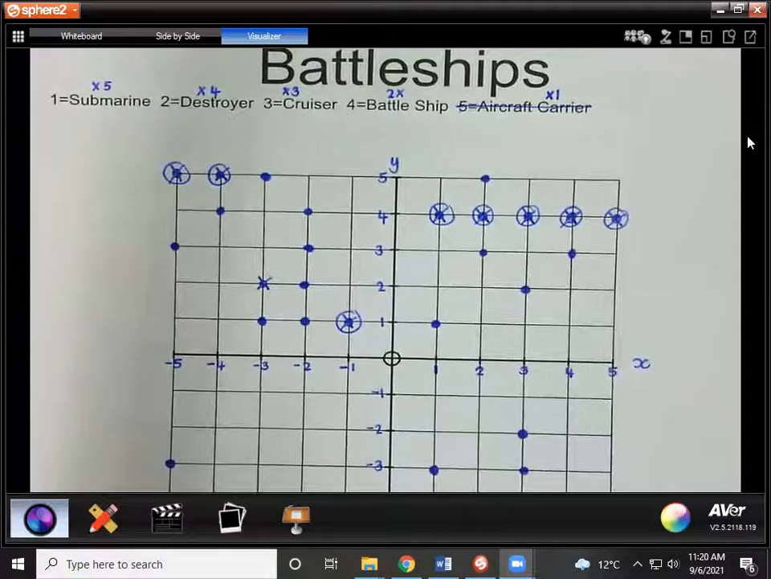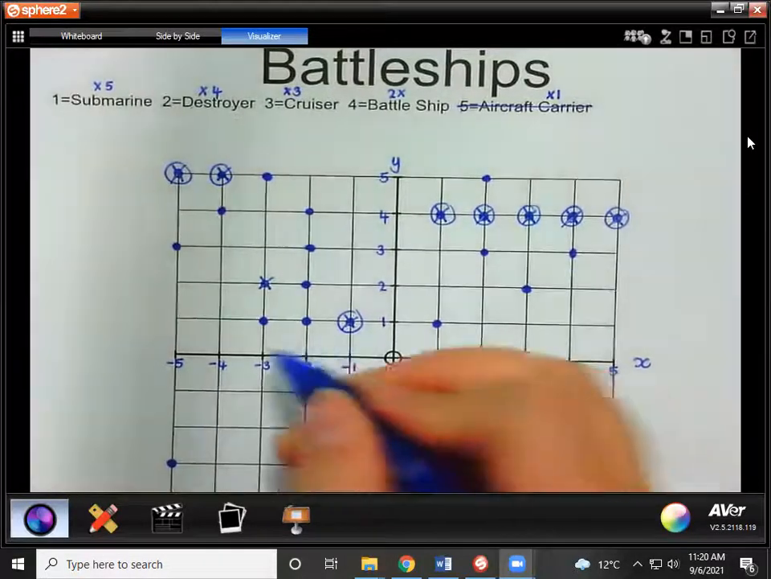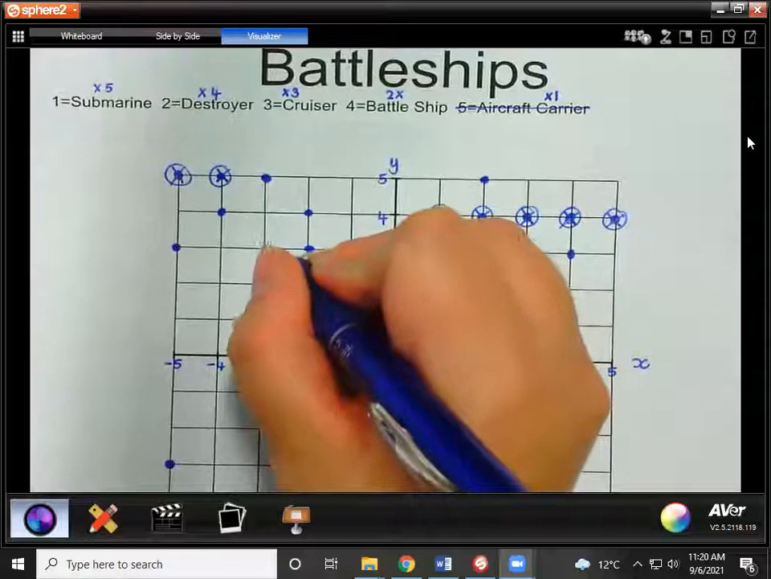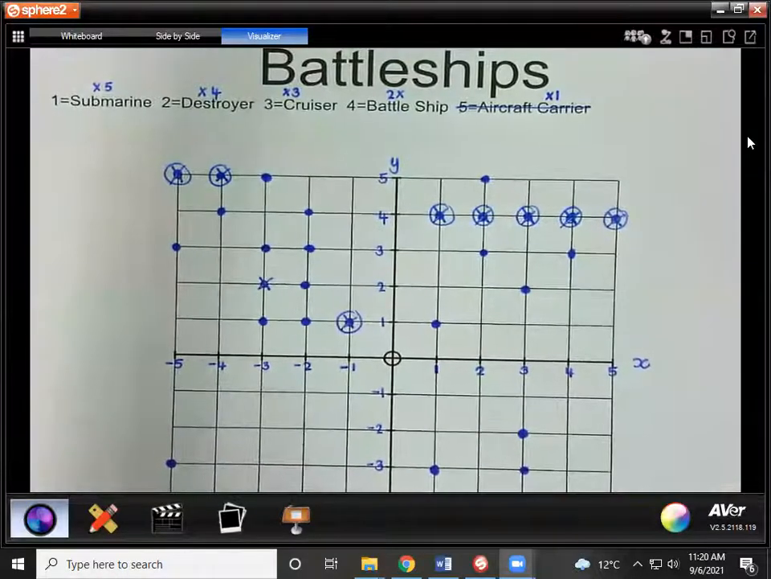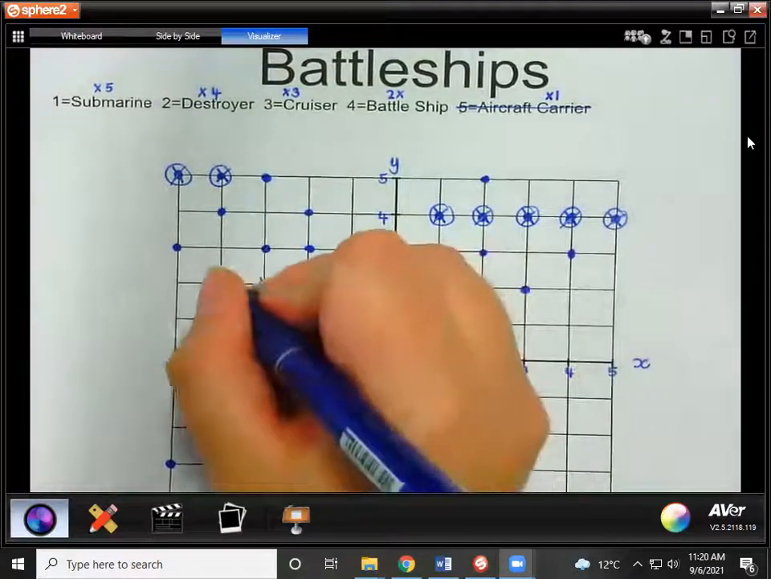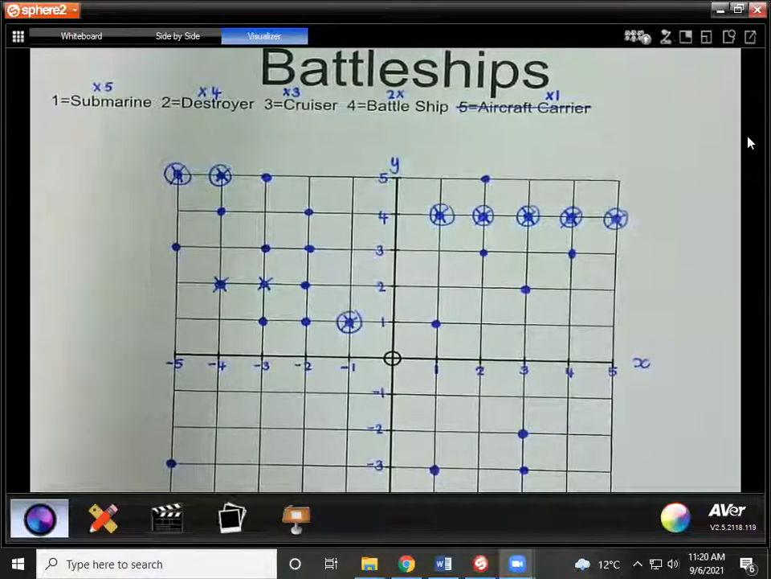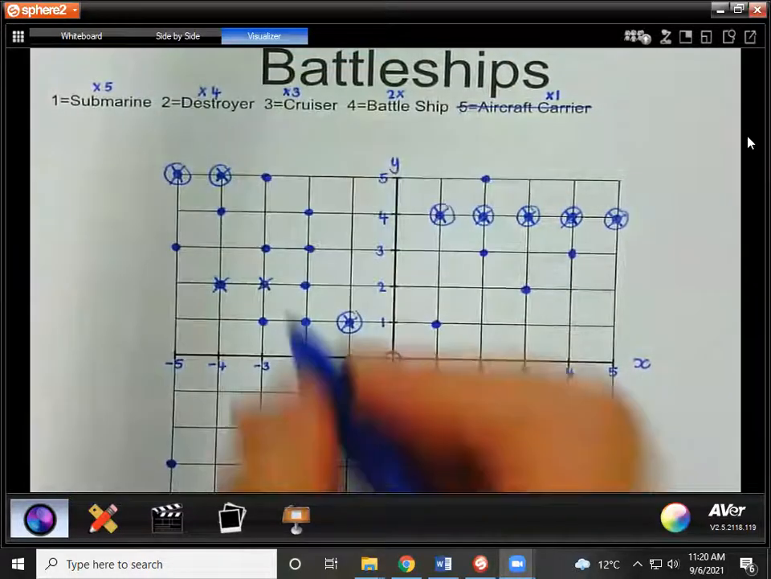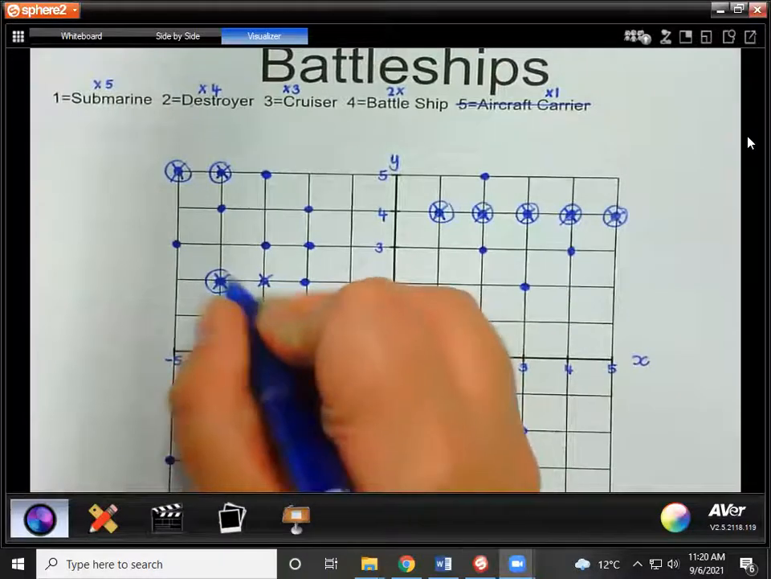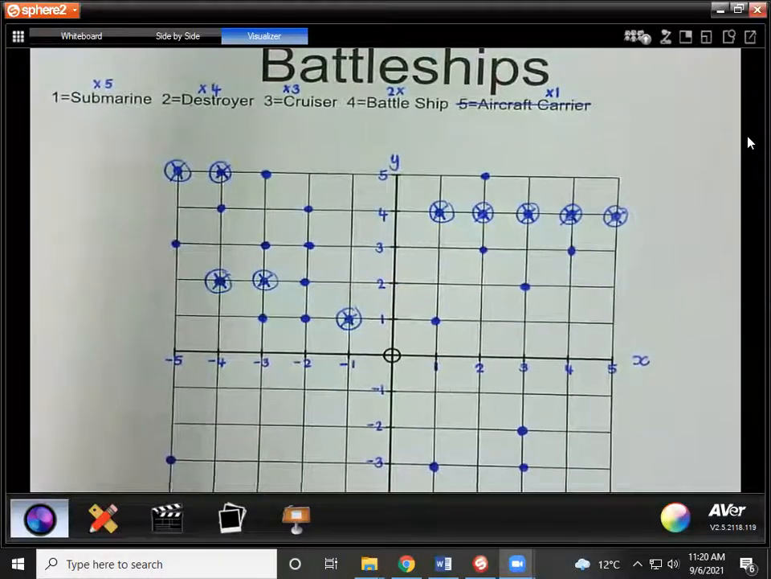Negative 3, 3, miss. Negative 4, 2, that is a hit. That was one of my, where am I now? That is one of my destroyers as well. All right, so here, that one is gone. Okay, that was a 2.1.